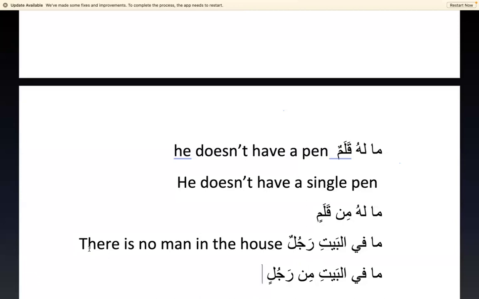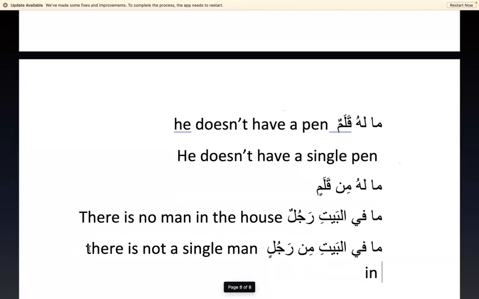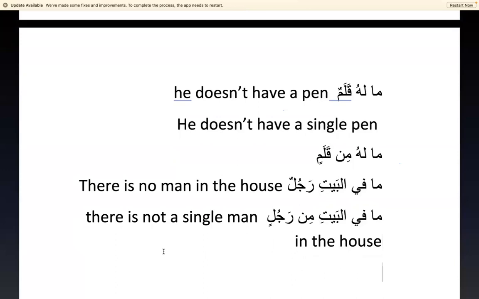There is no single man in the house. You'll translate it like this: there is not a single man in the house. This makes a lot of difference in Arabic. If you say ma fil bayti rajulun, it puts some ambiguity that there might be somebody. But if you say ma fil bayti min rajulin, it means there's not a single one, that you are not putting any kind of doubt in your statement.